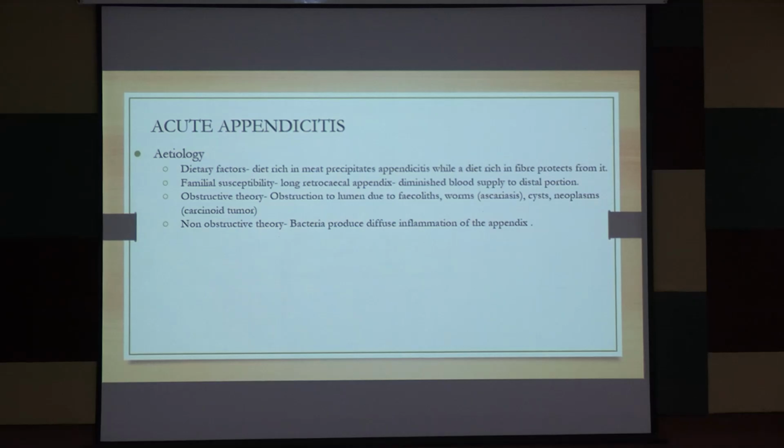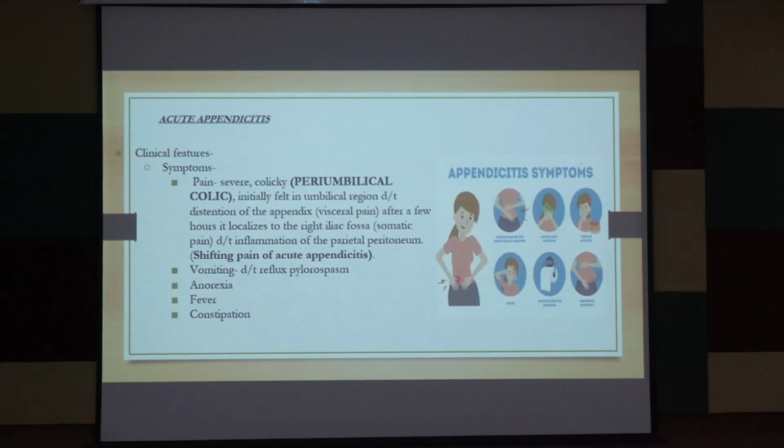Let's come to acute appendicitis. The etiology for acute appendicitis includes dietary factors, but the most common is obstructive appendicitis. That means there is obstruction at the base of the appendix, and more commonly fecaliths are found. There is also a non-obstructive theory, that is, bacteria proliferate in the appendix and cause acute appendicitis.